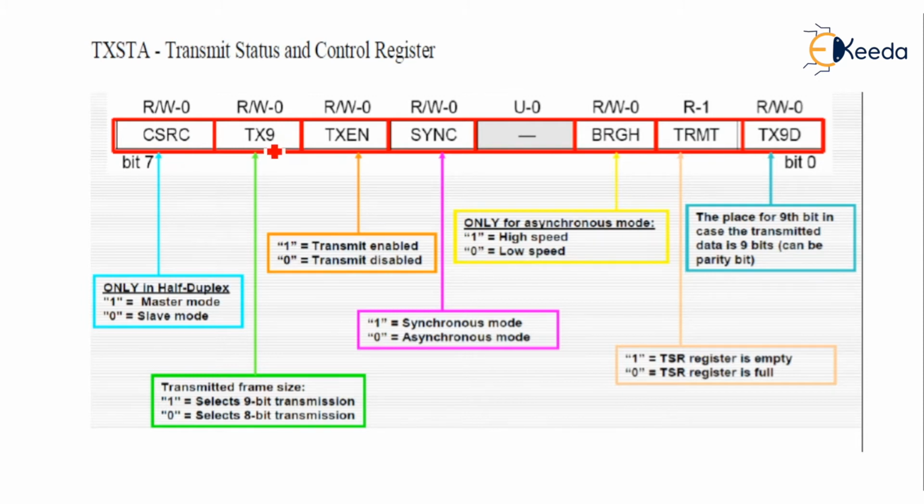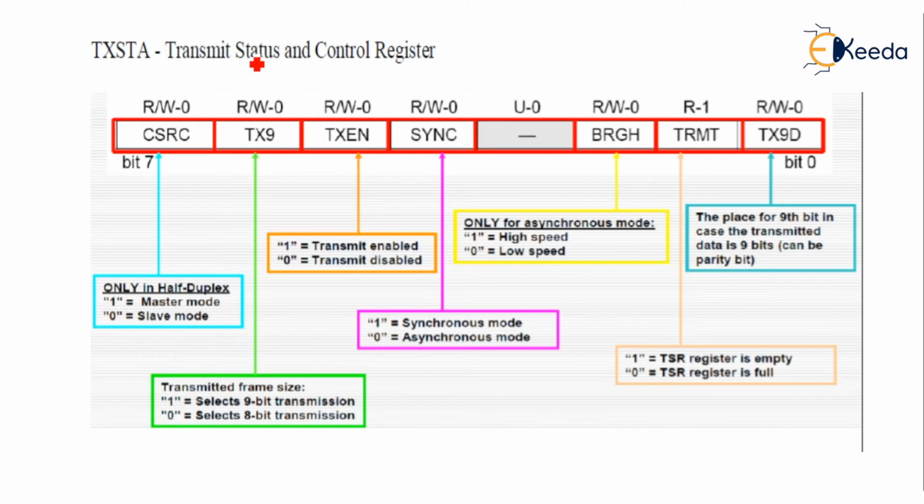Then TX9. We know it transmits 8-bit data. If one selects 9-bit transmission, then what will happen? If it is 1, it selects 9-bit transmission. If it is 0, then it selects 8-bit transmission. So we keep this as 0 because we are sending only 8-bit data.